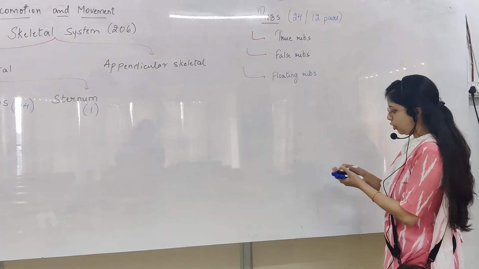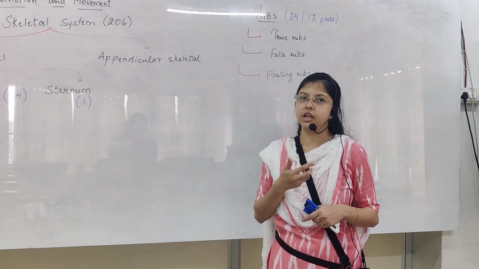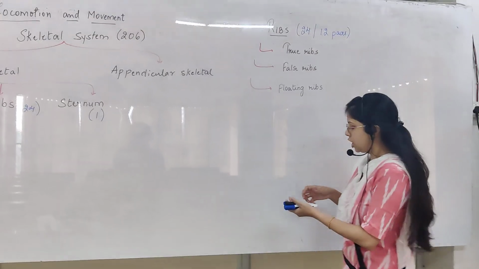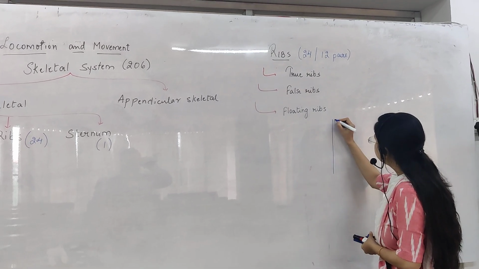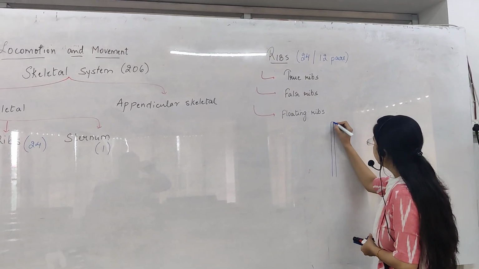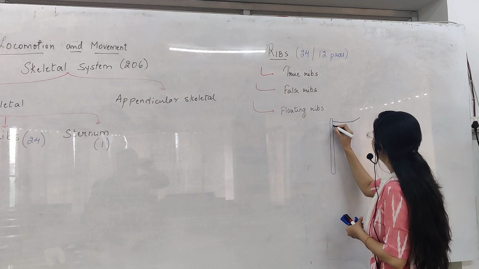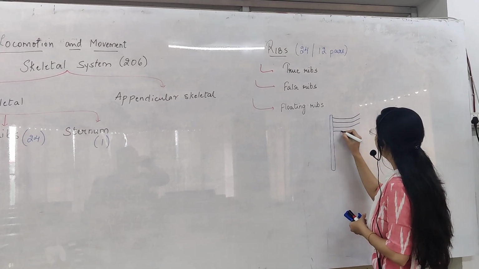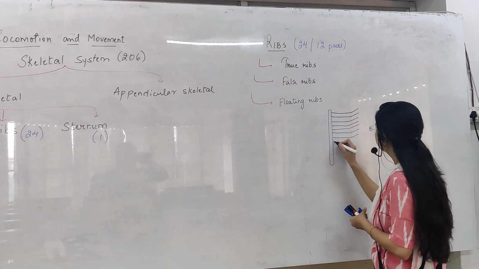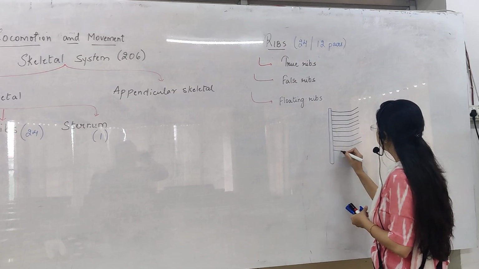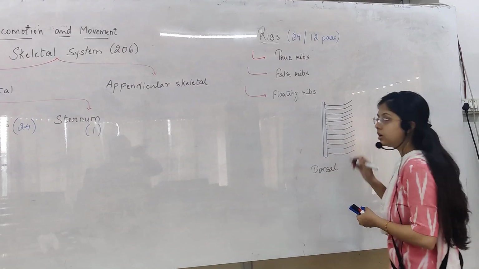Now, how is the arrangement of ribs? Ribs are attached on the dorsal side with the vertebral column and on the front side with the sternum, the main chest bone or the breast bone. So, if we see the dorsal arrangement, we will see that this is the vertebral column on the dorsal side, and all the ribs are attached to the dorsal surface of the vertebral column, each with a vertebra. This is how the arrangement will appear on the dorsal side.